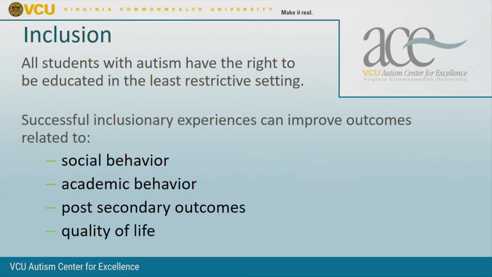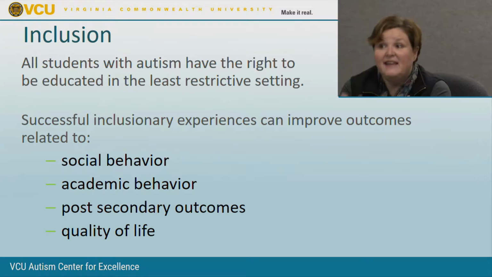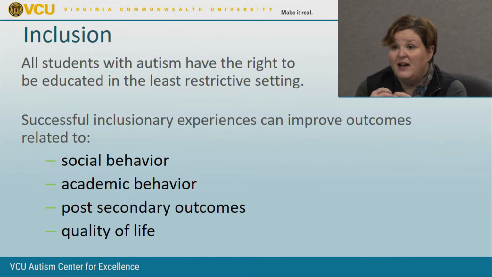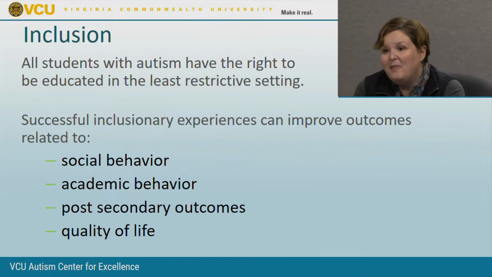We're going to talk a little bit more about inclusion, and what that really means is a belief and an understanding that all students with autism or any disability have the right to be educated in the least restrictive setting. And successful inclusionary experiences for students and for the adults in their environment really lead to outcomes related to social behavior. It really means the opportunity to make genuine friendships. We also have academic behaviors, that learning to take instruction from a teacher and learning to be part of a classroom happens, and it happens in the real setting, and that's inclusion.